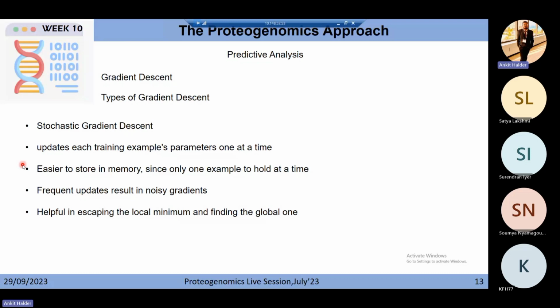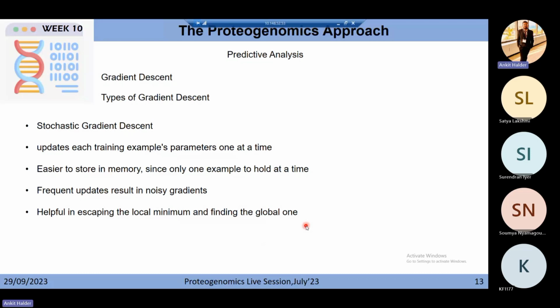In stochastic gradient descent, it updates each training example's parameters one at a time. So it will update each training example's parameters one after another. It is easier to store in memory, since only one example is held rather than all the data. Frequent updates result in noisy gradients, which is helpful in escaping the local minimum and finding the global minimum.